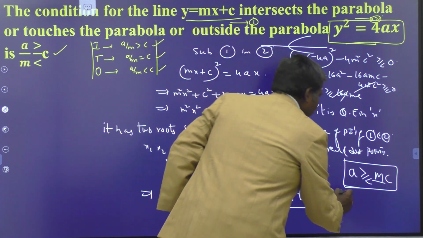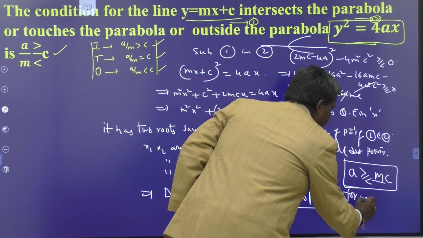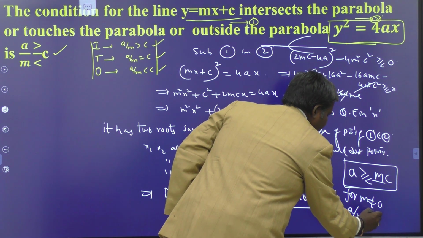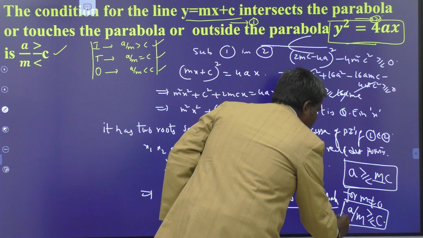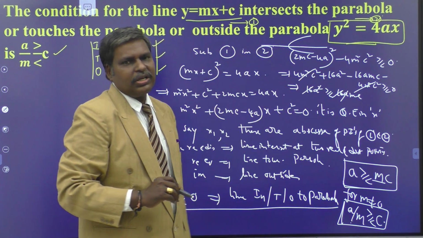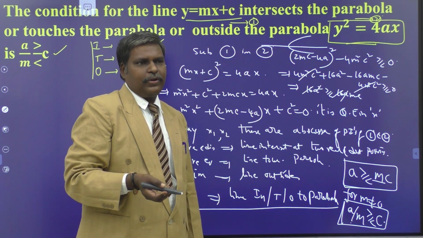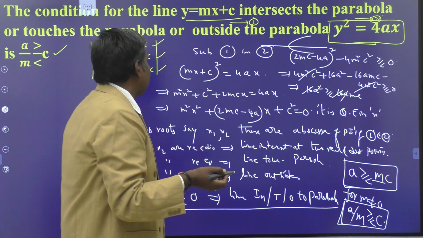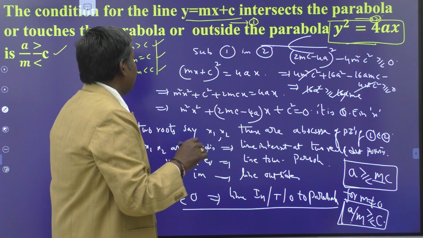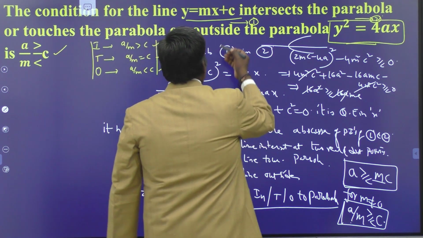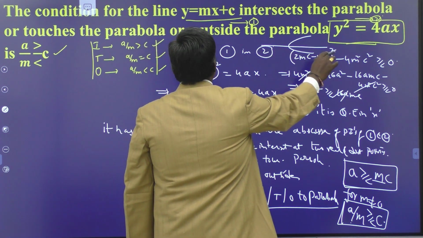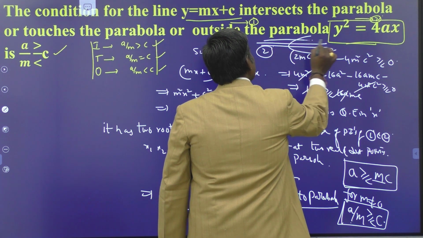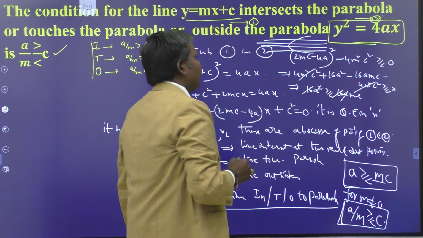So for m not equal to 0, we have a by m is greater than, equal to, or less than c. This is the condition for you. m equal to 0 is the special case for y square equal to 4ax. For m equal to 0, the line y equal to mx plus c becomes y is equal to c. That is a line parallel to the axis. Or for c equal to 0 also, we get y is equal to 0. That is the axis. Any line parallel to the axis intersects the parabola at only one point.